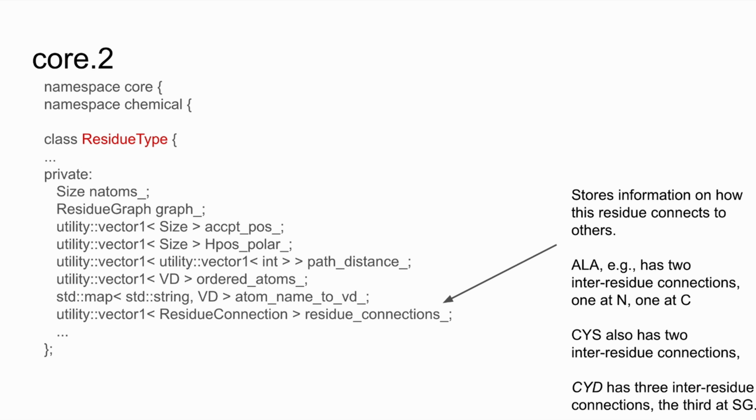So then, let's see, residue type. We have residue connections here, and that stores information on how this residue connects to others. For example, alanine has 2 connections, one at the N terminus and one at the C terminus. The same with the regular cysteine, but then the CYD, the one that's linked through a disulfide, you have 3 residue connections, and one of them is at the sulfur atom.